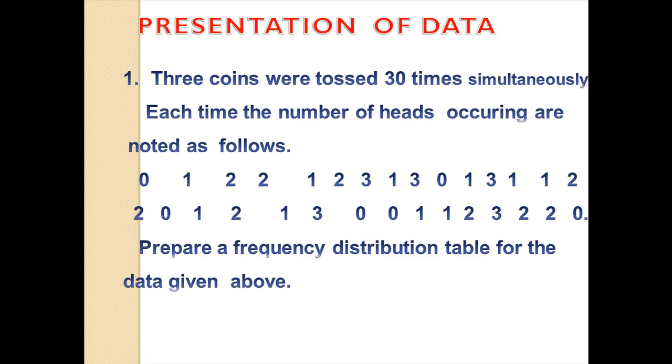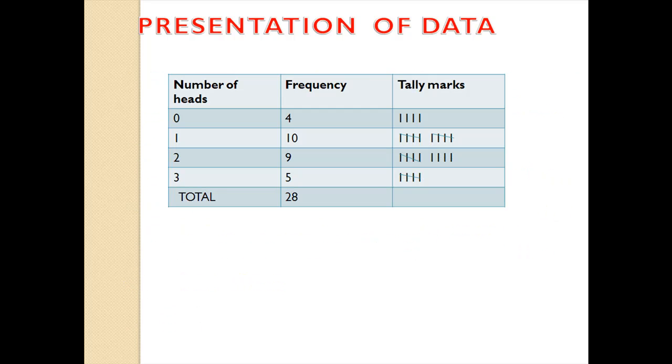Next, 3 coins were tossed 30 times simultaneously. Each time the number of heads occurring is noted as follows. 0 heads, 1 head and 2 heads are represented as data here. Prepare a frequency distribution table for the data given above.